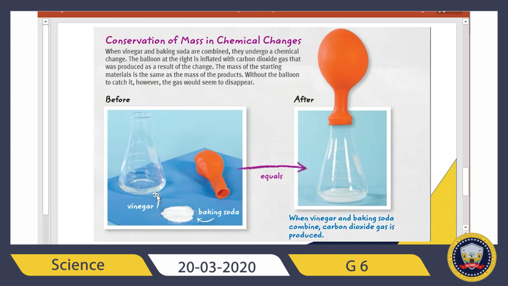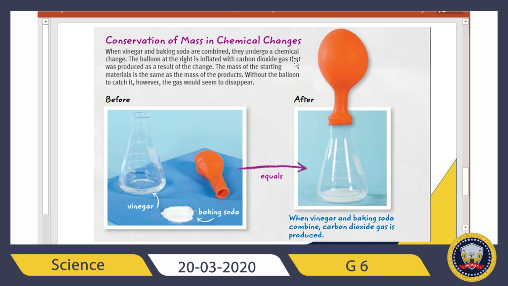So as a result of this chemical reaction, the balloon will get inflated. The gas produced as a result of this reaction will fill inside this balloon, and it will blow the balloon up. And the mass of these starting materials, vinegar and baking soda, will be equal to the mass of these end materials. Okay, we have a different type of solution here now, and also we have this carbon dioxide gas here. So please try it at your home.